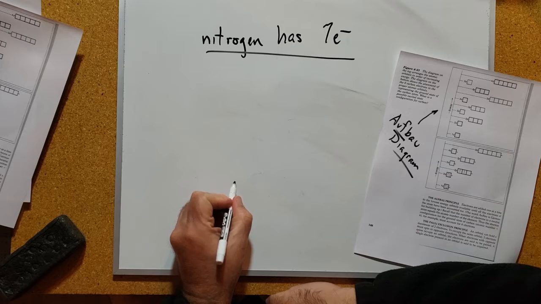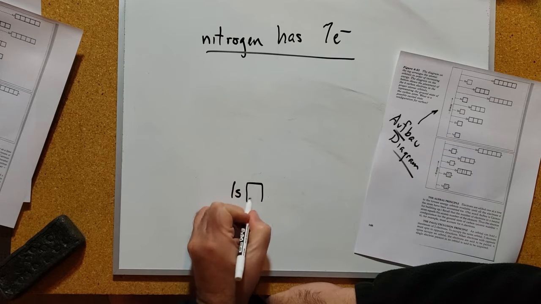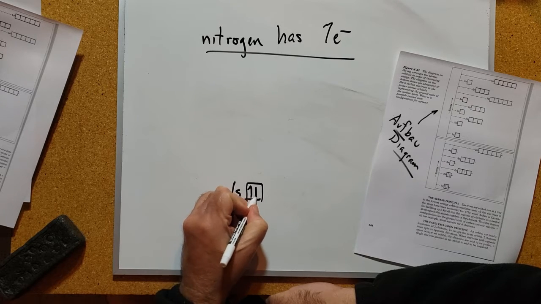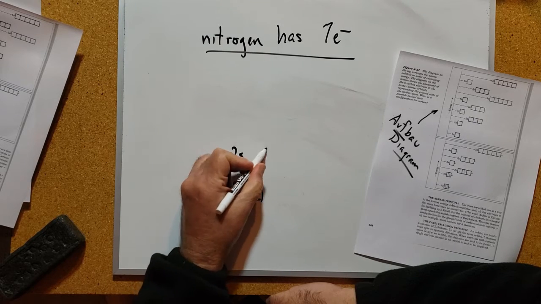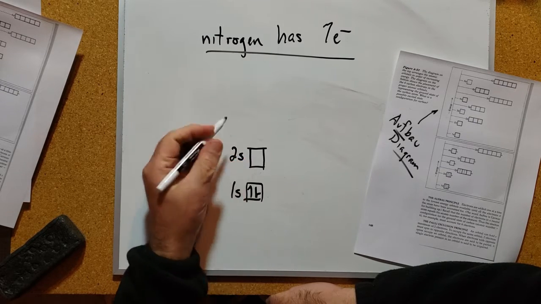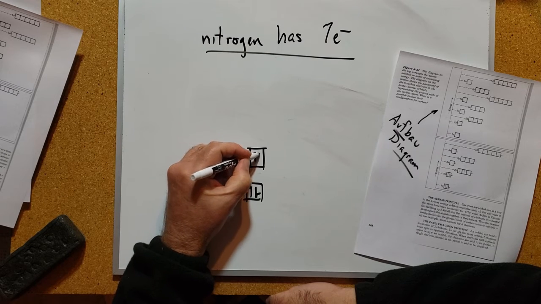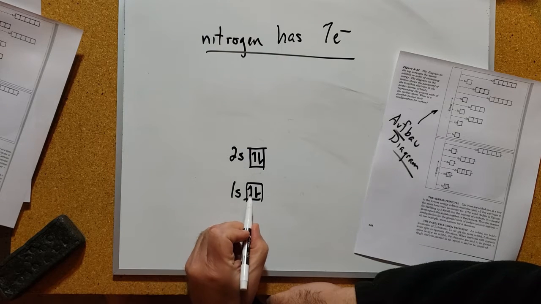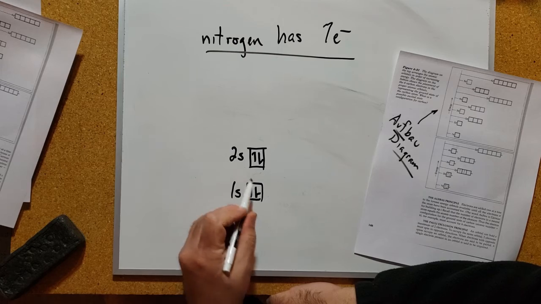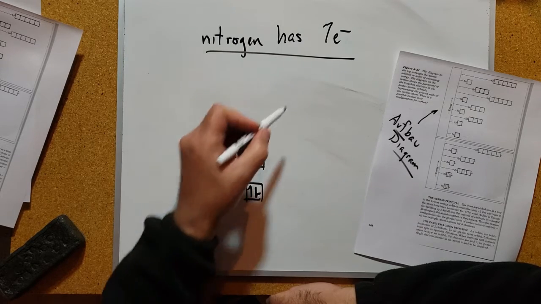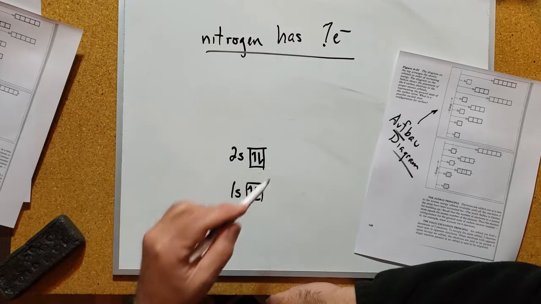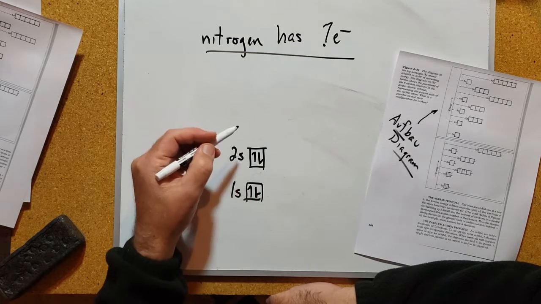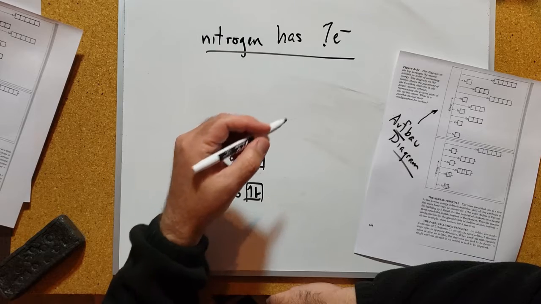So we're going to start in the 1s, and we'll put 1 up arrow, 1 down arrow. Then the next orbital, energy-wise, is the 2s. That would be 1 up, 1 down. Now what we do is we count the arrows. There's 1, 2, 3, 4. Those 4 arrows mean that we've found a home for 4 of the 7 electrons. All right. We have to find a home for the other 3 to get a total of 7.